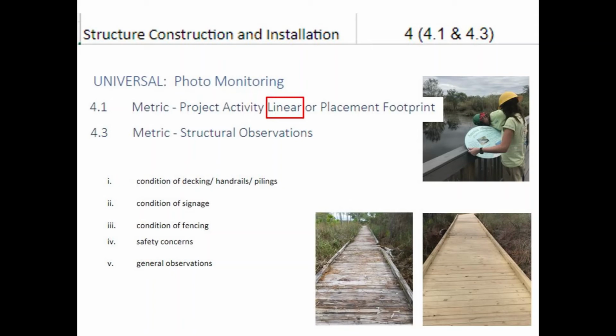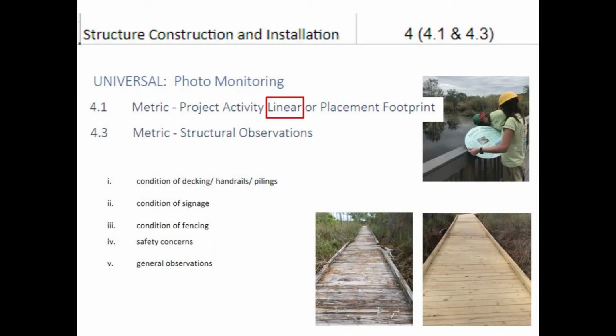The final approved project activity under public access projects is structure construction and installation. And so this is another category that's very broad. It could refer to doing maintenance on boardwalks, possibly installing signage, as I talked about in boundary work. If you're putting up any fencing, this would fall under that structure category as well. And for this, of course, again, we're going to have that universal metric of photo monitoring.